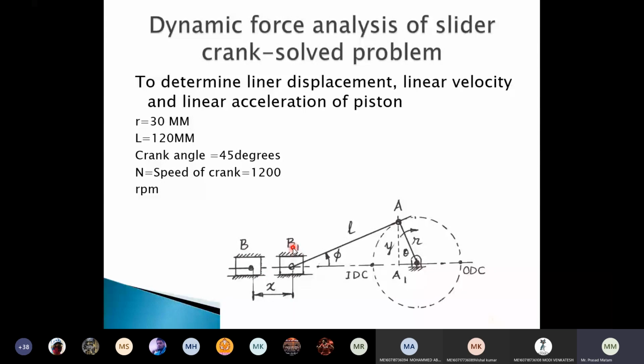Again, reverse stroke is B to B1 is the forward stroke. What is the reverse stroke? B1 to B. So when the piston is at B1, the crank is at ODC. Now it is moving again in reverse direction to point B. The crank moves from ODC to IDC. So in this position, our aim is to find displacement made by the piston.